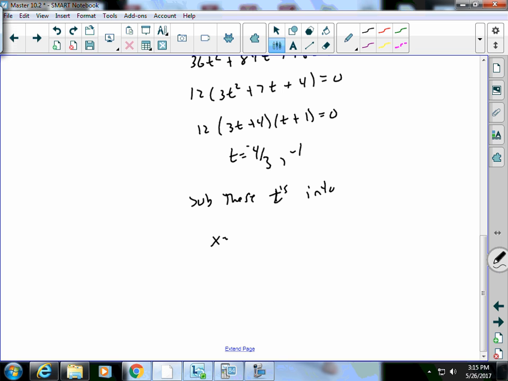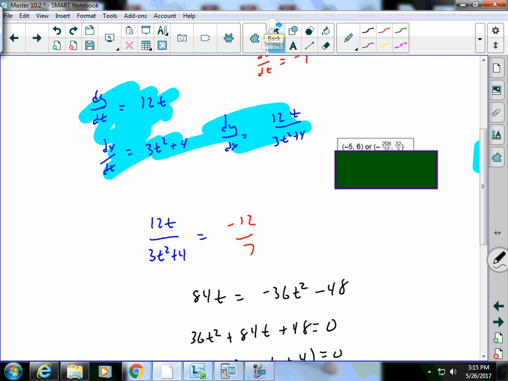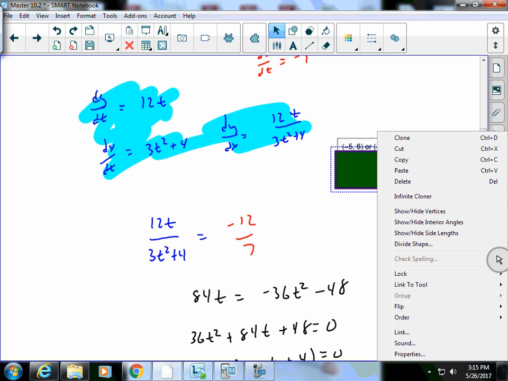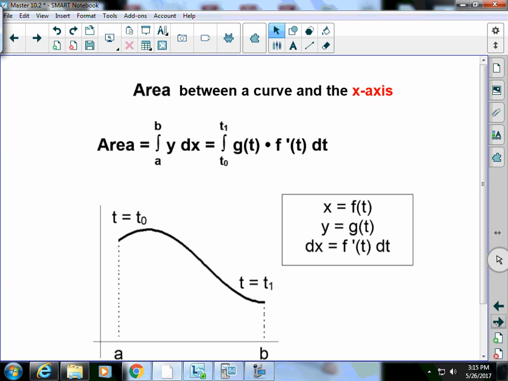X equals t cubed plus 4t. Y is equal to 6t squared. And I will show you those points right here. That way you can confirm your own work. But again, for the sake of saving time, this video will be long. I'm just going to give you the answer. So now we're going to look at this.